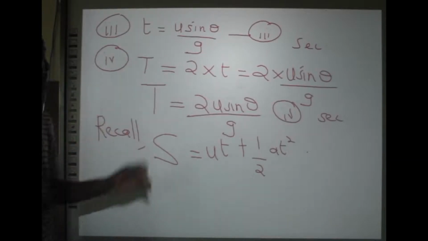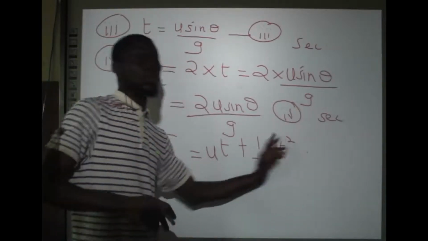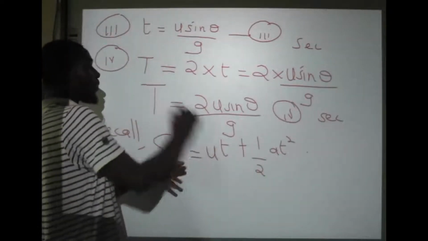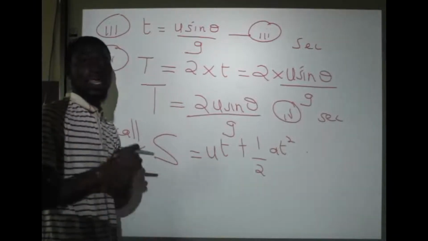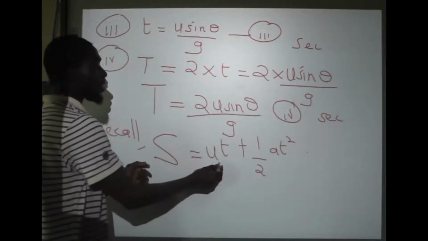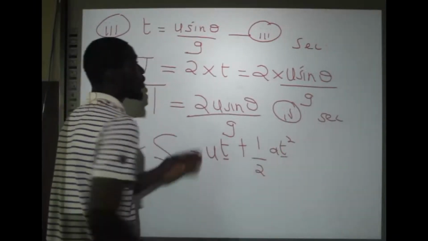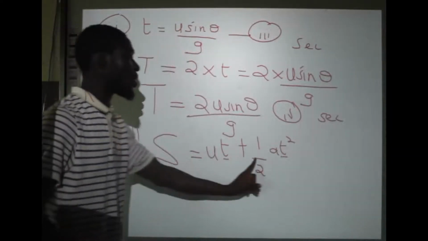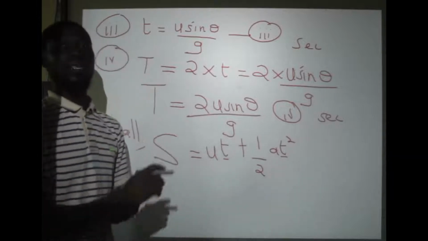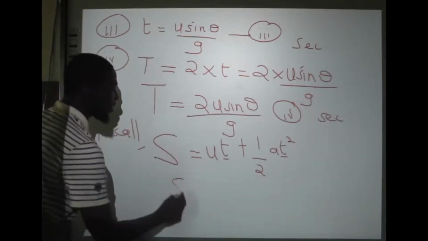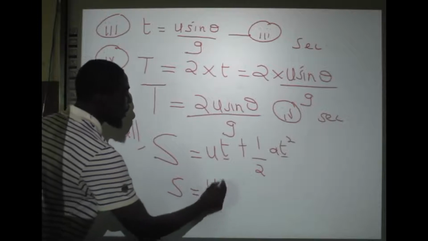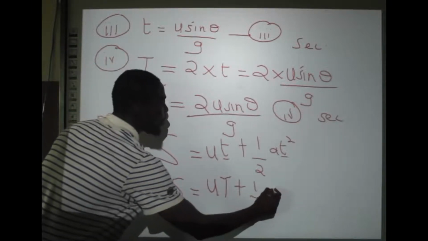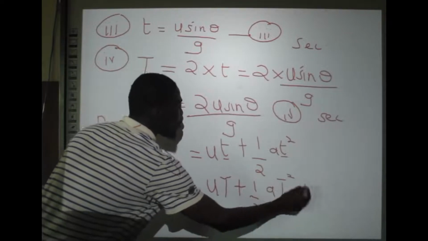Now, in this case, you want to obtain the time of flight. Don't forget, our time of flight is represented using capital letter T. So it implies that you can just slot in capital letter T, instead of using small letter t, so that you won't mistake it for the time taken to reach the maximum height. So our S is equal to uT plus 1 over 2 at squared.